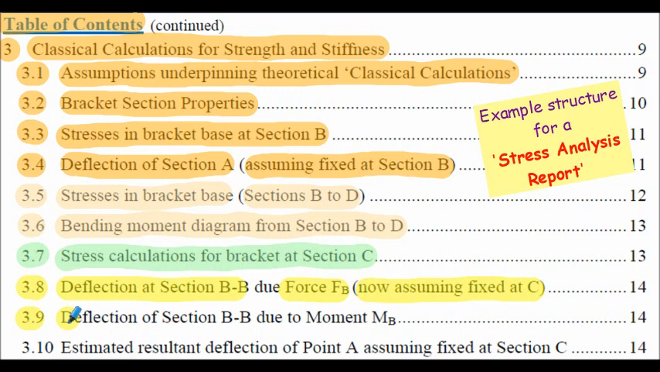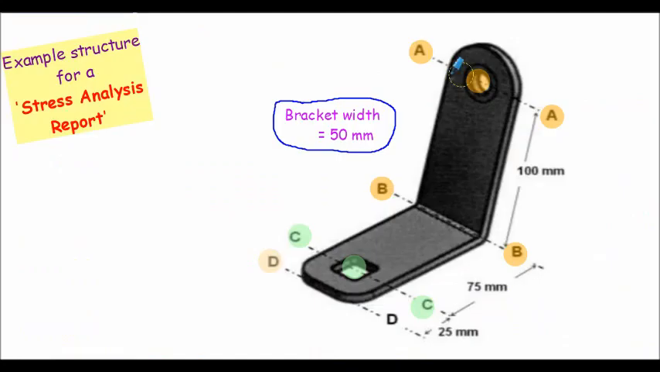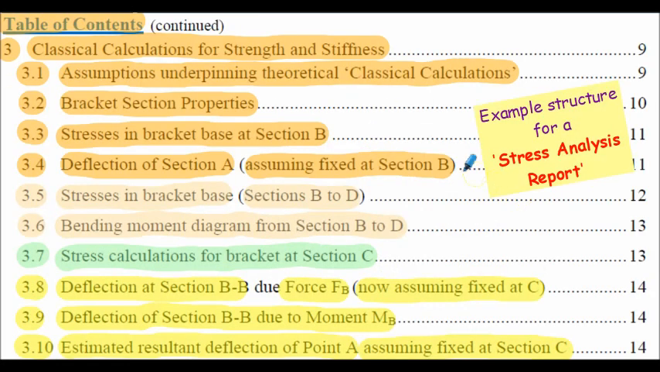3.9 calculates the deflection of section BB due to a moment MB applied. Again, this is all part of my breakdown of the classical calculations into what I consider to be a reasonable idealisation for mathematically modelling this particular bracket. And 3.10, we now have the estimated resultant deflection of point A, assuming we are fixed at section C. Calculating deflection of point A relative to fully fixed section CC. So that's section 3 of the report outlined.